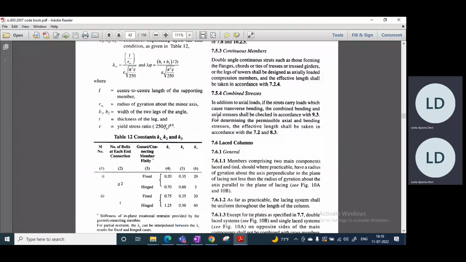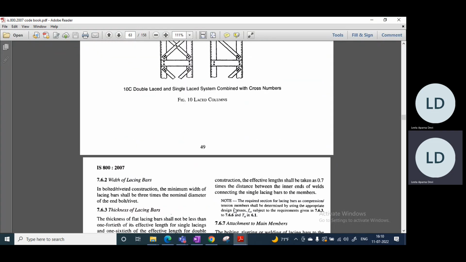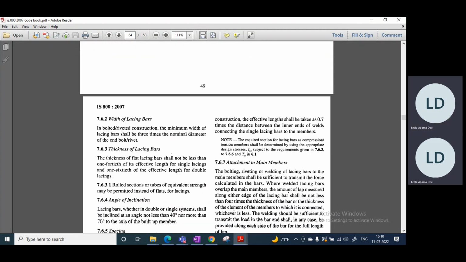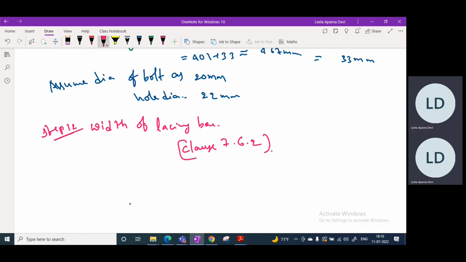Clause 7.6.2 is here. For the width of the lacing bar, there is a formula: 3 times the nominal diameter of the end bolt. So we can take this width. Width is 3 times the nominal diameter D, 3 into 20, which equals 60 mm.